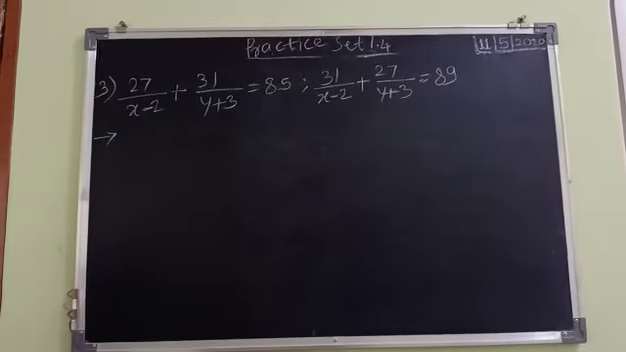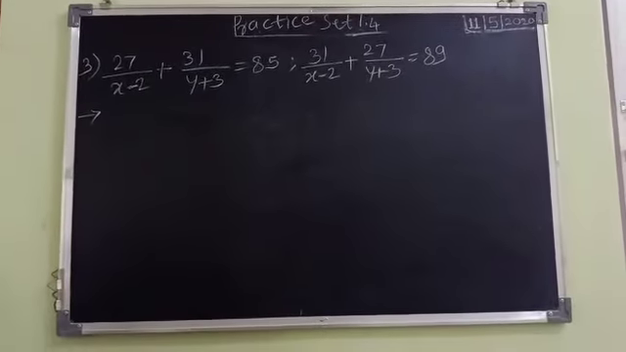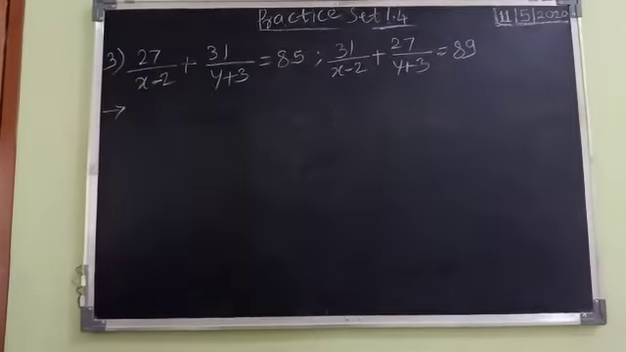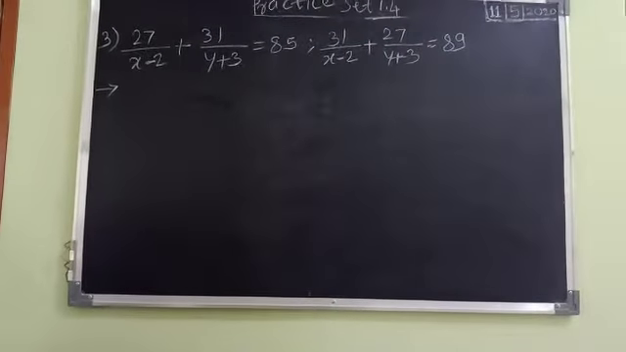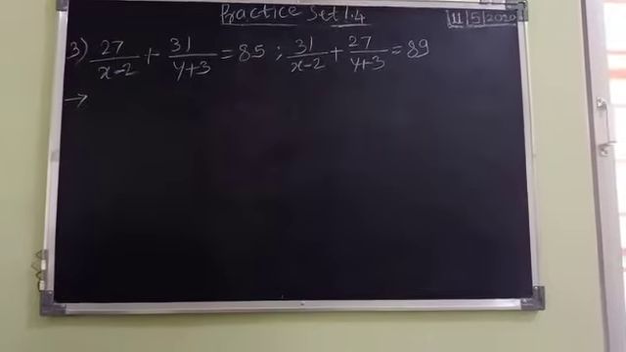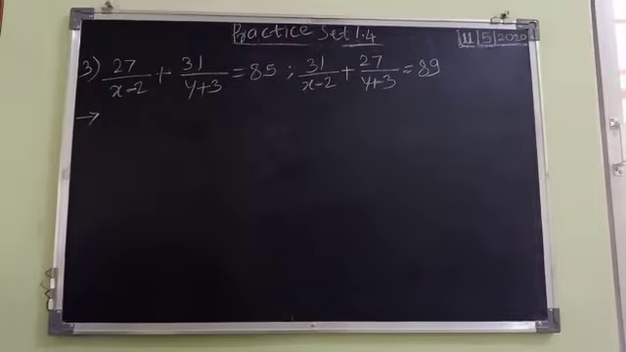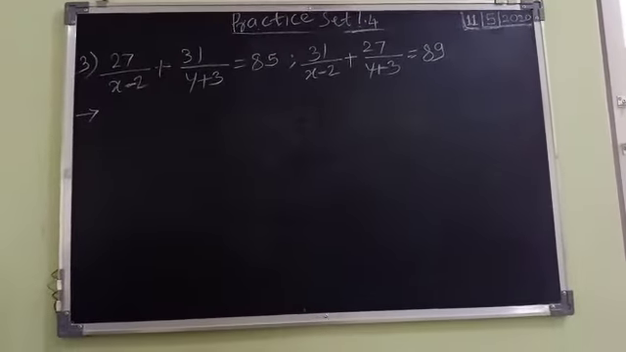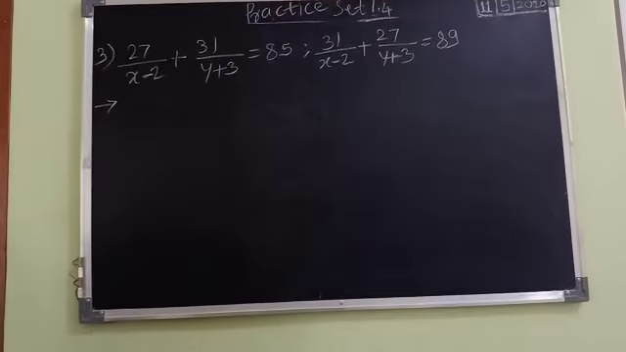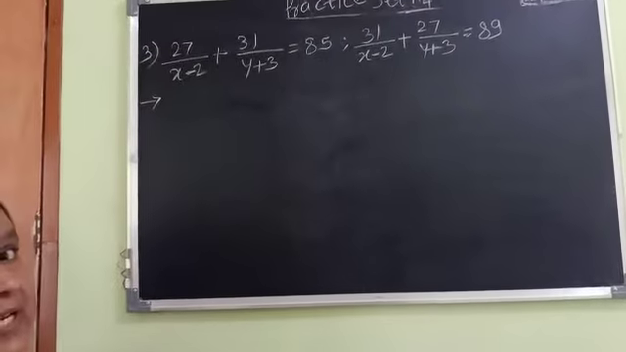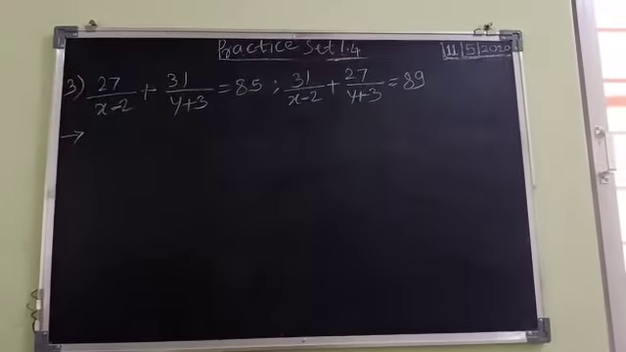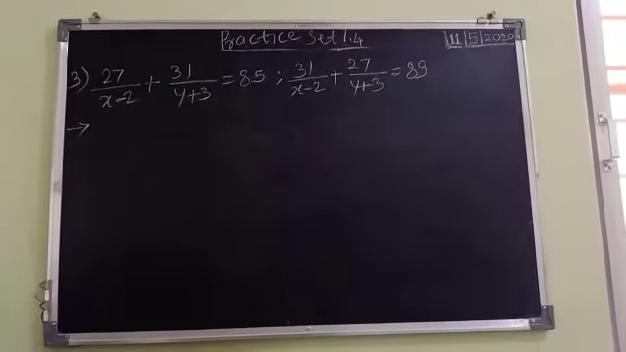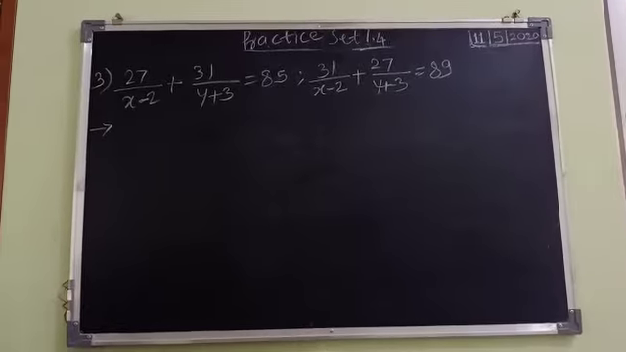Now the third example, 27 upon x minus 2 plus 31 upon y plus 3 is equal to 85. And second example is 31 upon x minus 2 plus 27 upon y plus 3 is equal to 89. This is the example where the coefficients of the variable are exchanged. That is, the coefficient of the first variable is the coefficient of the second variable in the second equation.